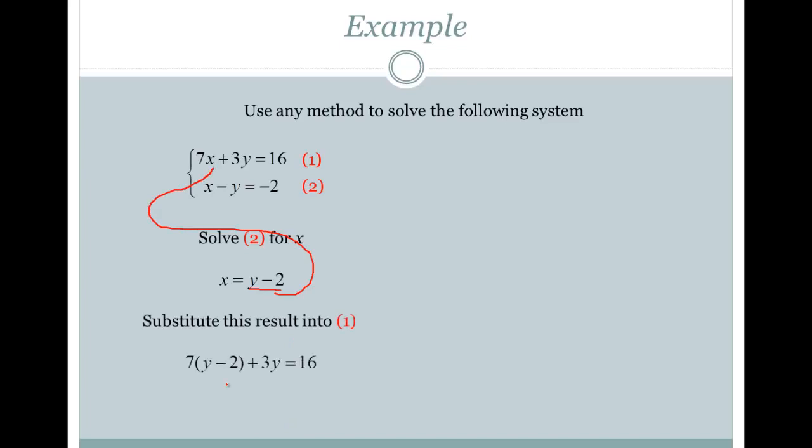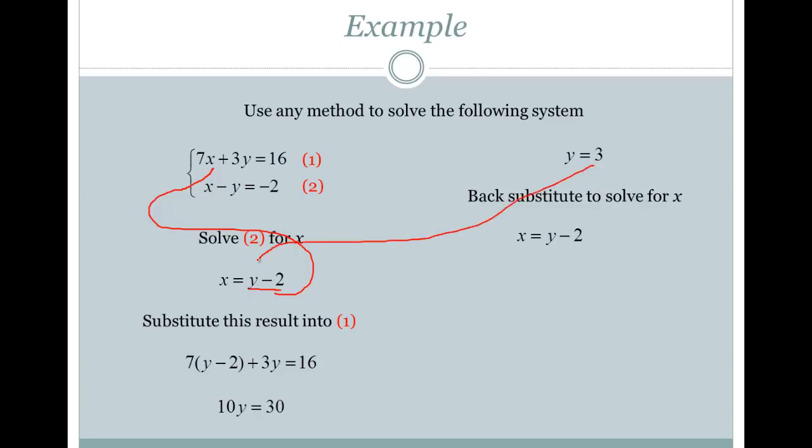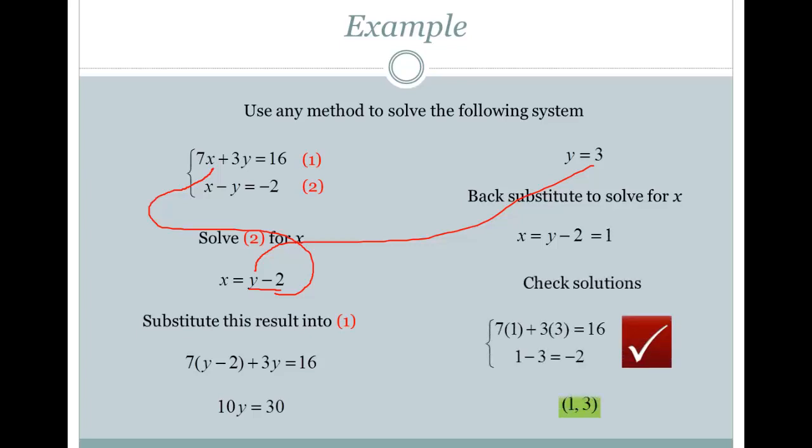Okay, if I do that, I get 7 times y minus 2 plus 3y. Combine my terms, I'll get 10y is equal to 30. So y is going to be equal to 3. Back substitute to solve for x. I would take this value of y, put it over there. You see that I'm going to get x is equal to 1. Check my solutions. Works. So the solution to this system is 1, 3. Could I have done this with elimination? Absolutely. Probably would have multiplied this bottom equation, number 2, by 3, and then gone from there.